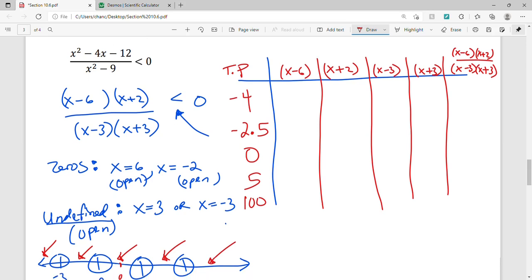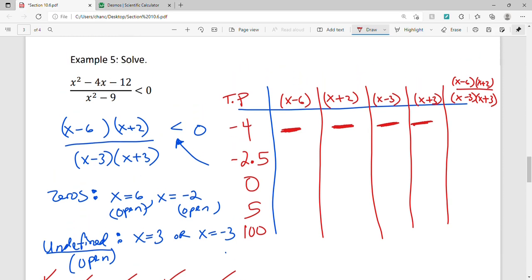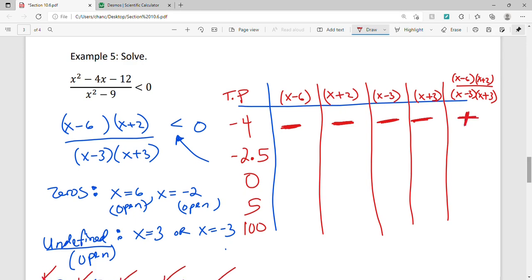Negative 4 minus 6 is a negative. Negative 4 plus 2, that's a negative. Negative 4 minus 3, that's a negative. Negative 4 plus 3, that's also a negative. And so if you look, we have a negative times a negative divided by a negative times a negative. That's going to give us a positive overall.